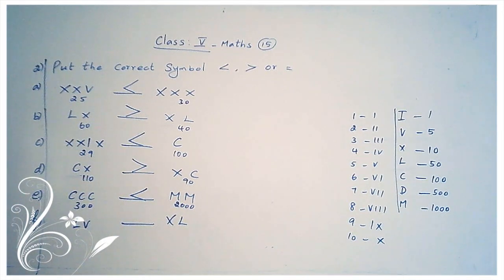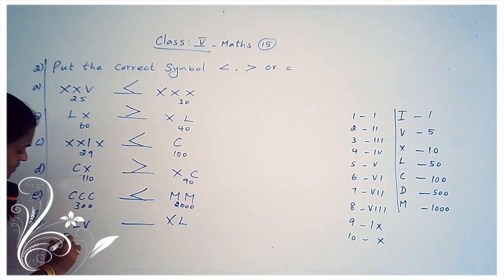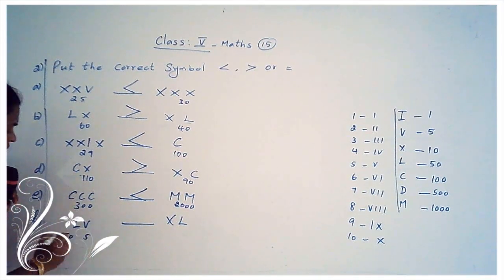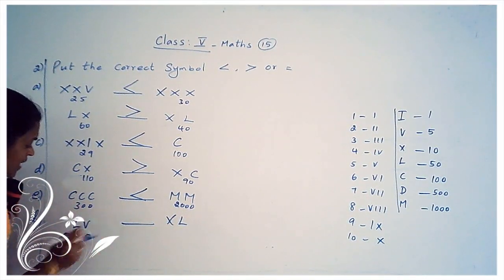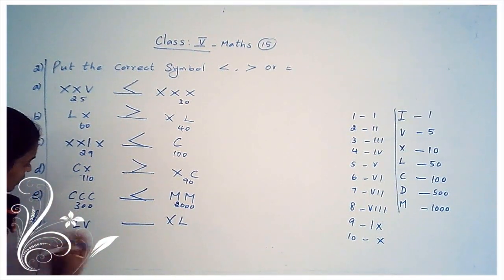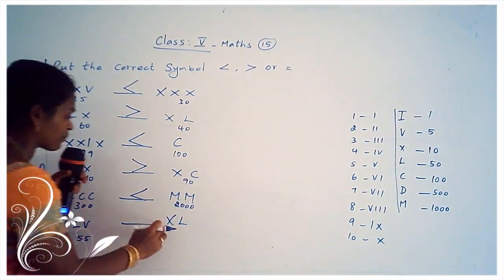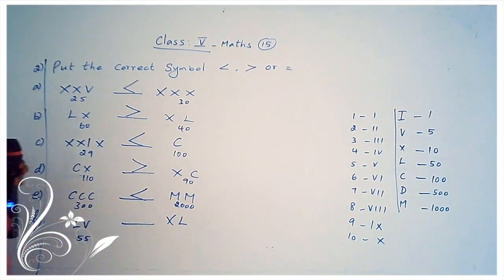LV stands for, L means 50. Yes. And V means 5. So here V is written after the large number, so it is to be added. So that's why our answer is 50 plus 5 is equal to 55. So LV stands for 55 and XL stands for 40.